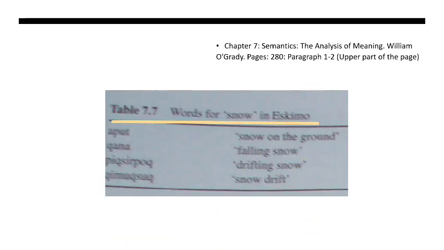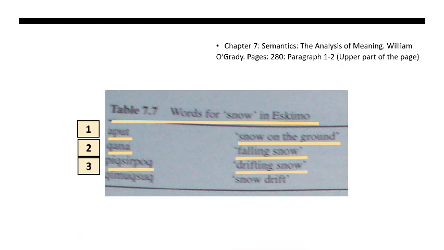Table 7.7, Words for Snow in Eskimo. Number 1. Aput. Aput means snow on the ground. Number 2. Kana. Kana means falling snow. Number 3. Piksirpok. Piksirpok means drifting snow. Number 4. Kimuksak. Kimuksak means snowdrift.